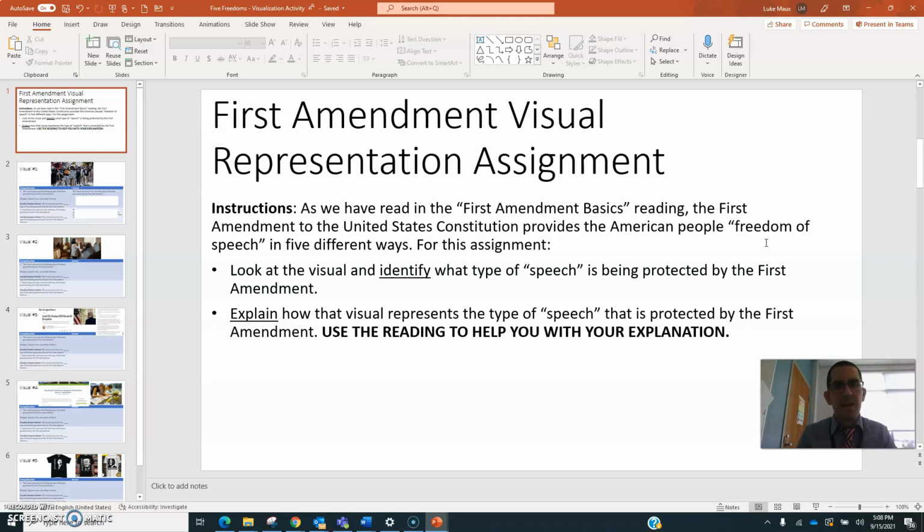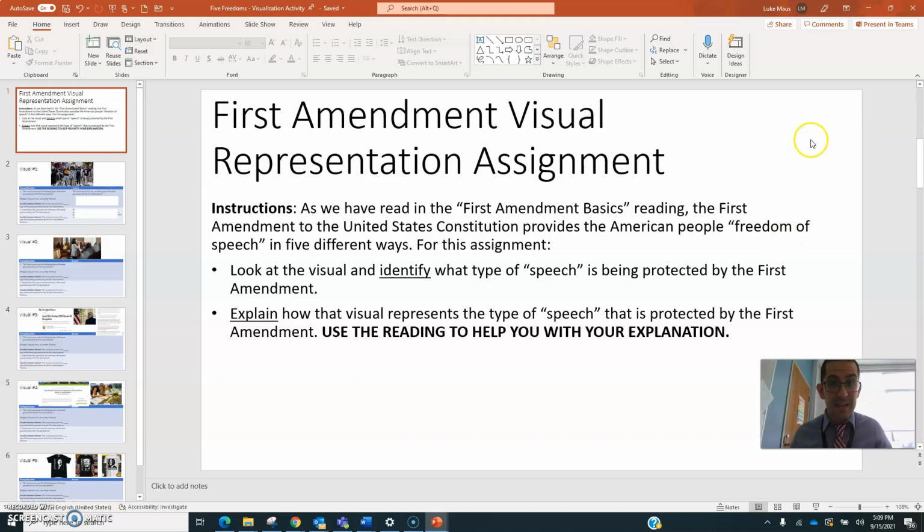So let's begin. Instructions. As we have read in the First Amendment Basics reading, the First Amendment to the United States Constitution provides the American people freedom of speech in 5 different ways. For this assignment, you will look at the visual. So there's going to be an image, it's going to be a picture, and identify what type of speech is being protected by the First Amendment. After you've done that, you will then explain how that visual or picture or image represents the type of speech that is protected by the First Amendment.